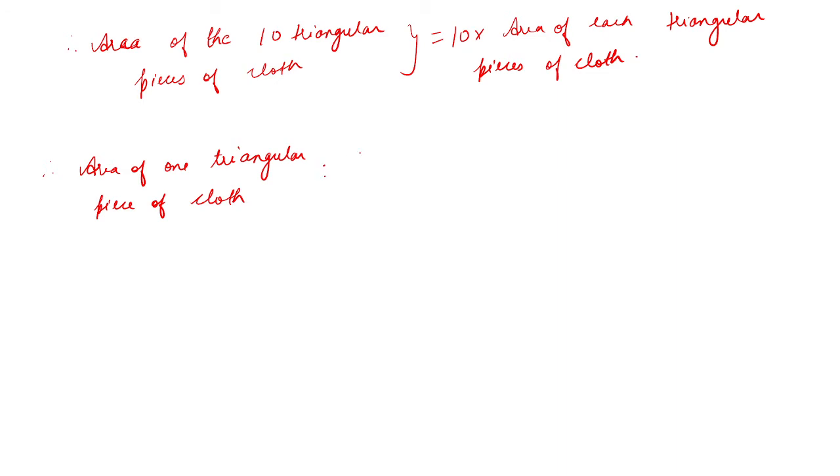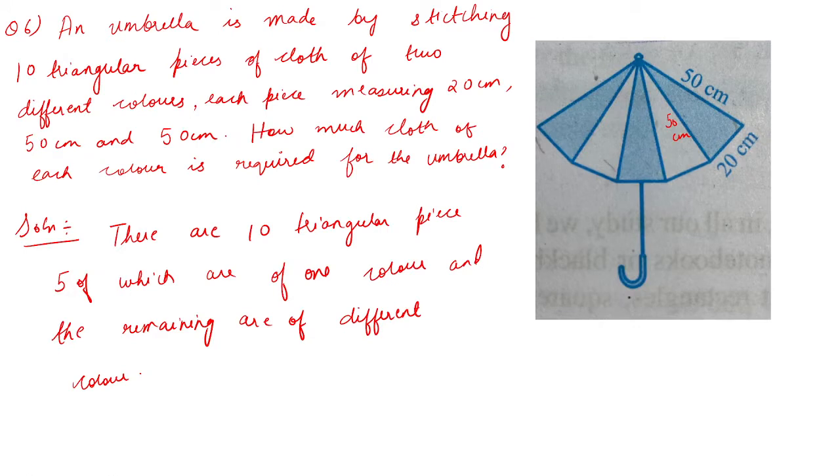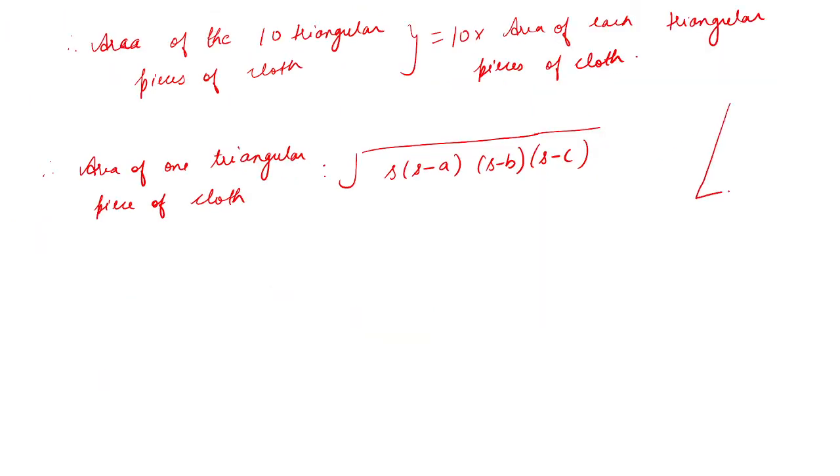is equal to, what is going to be the formula? Root of S into S minus A, S minus B and S minus C. Now you go back to the given diagram. What do you see? This is the triangular piece, and its measurements are 50, 50 and 20. Clear? So I'll just draw a triangle here. This is what the question has given us, nothing new: 50 centimeter and 20 centimeter. That means each of the 10 triangular pieces has the same measurement. So if you find out for one triangle, then it will be the same for all the remaining 9.